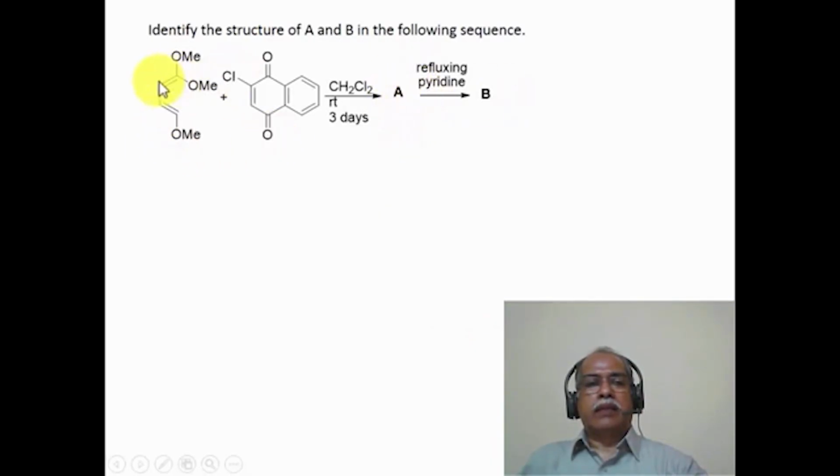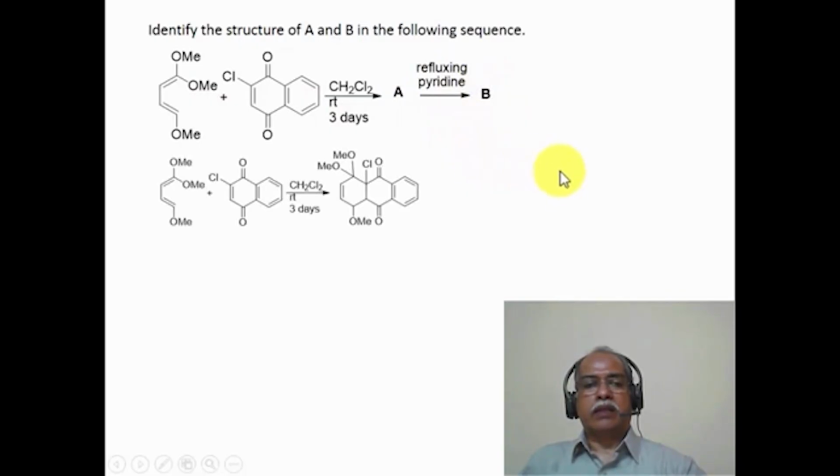You can see here this is a diene and this is a dienophile. So initially one can think of a Diels-Alder reaction between these two components. It takes place at room temperature in 3 days to produce A. So A should be the Diels-Alder product. Then A is refluxed in pyridine. In other words, it's refluxed with the base. So it undergoes some kind of an elimination reaction probably to give B because there is halogen in this molecule.